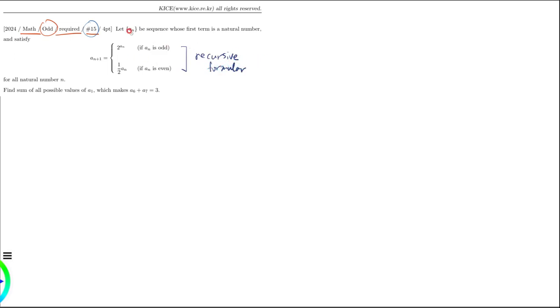For the sequence a_n, this is the only one and the most important point. What does this recursive formula mean? Natural numbers can be classified as two groups, odd numbers and even numbers.